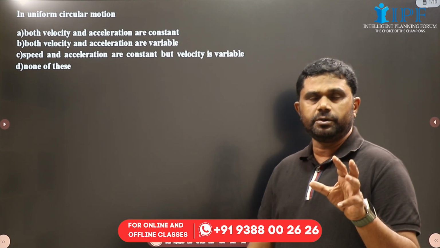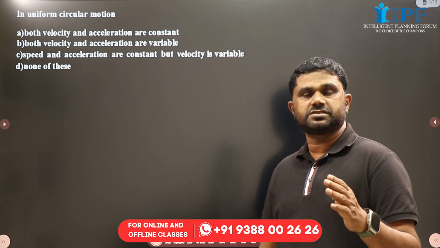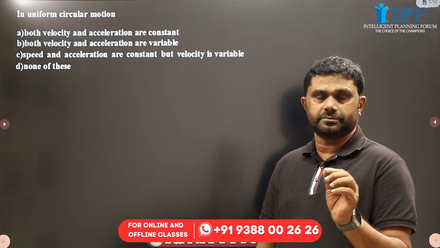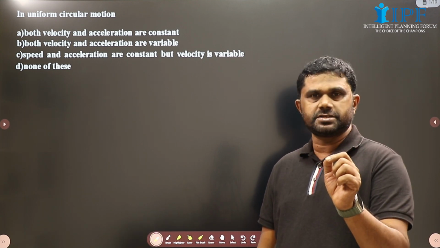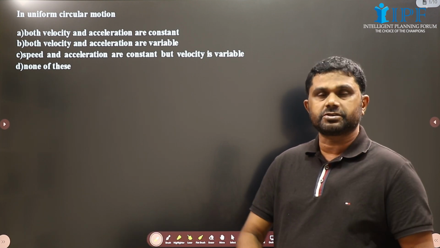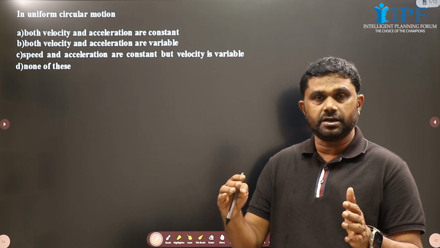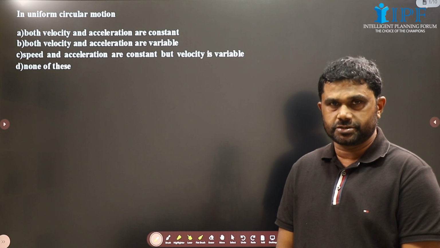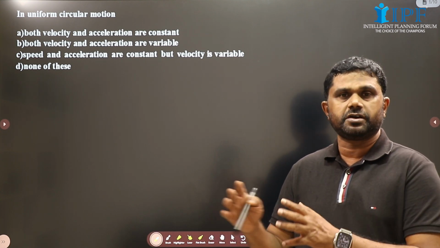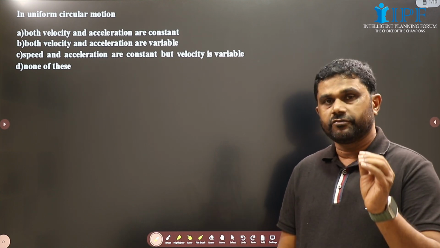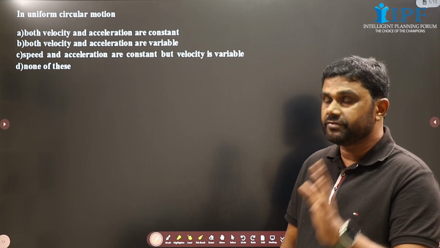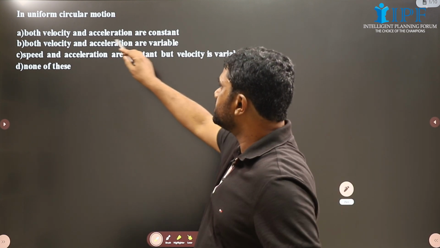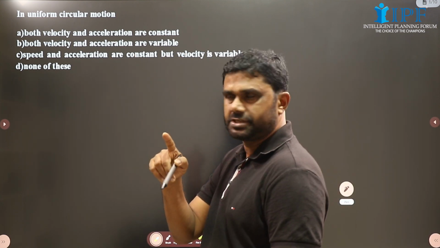See, uniform circular motion means body moving in a circle with a constant speed. Even though the speed is constant, velocity is variable because the velocity at any point on the circle will be directed along the tangent to the circle at that point. So as the direction of the velocity is continuously changing, velocity is variable, only the speed will be constant. So both velocity and acceleration are constant.